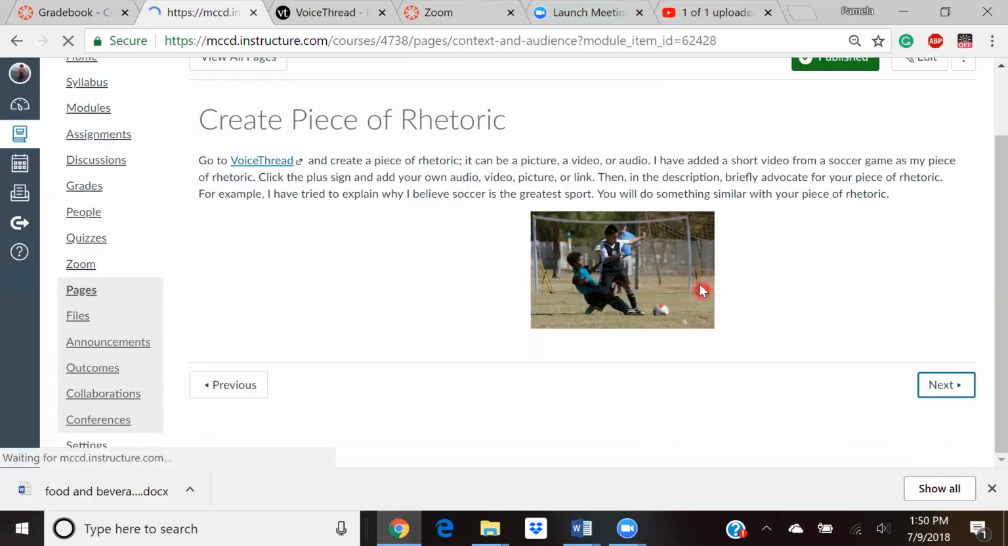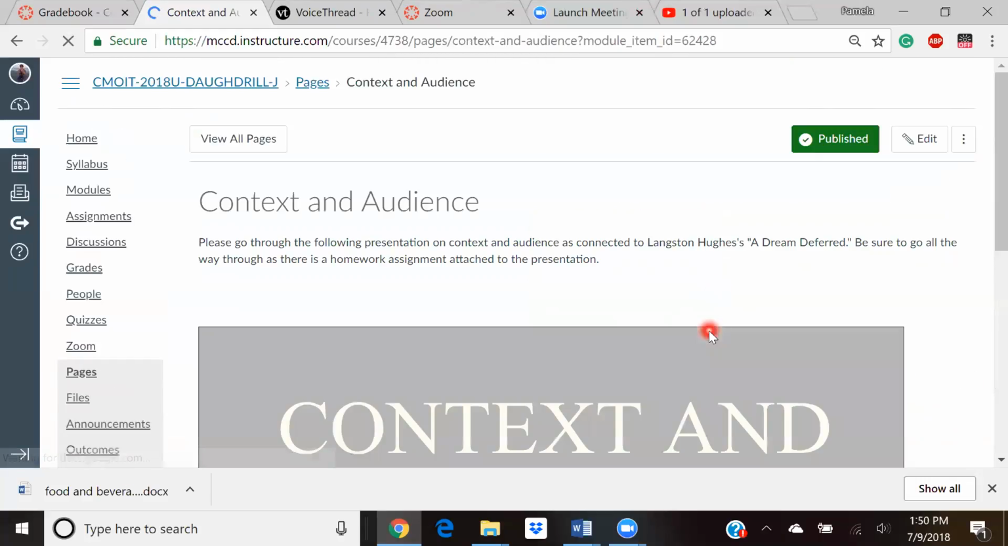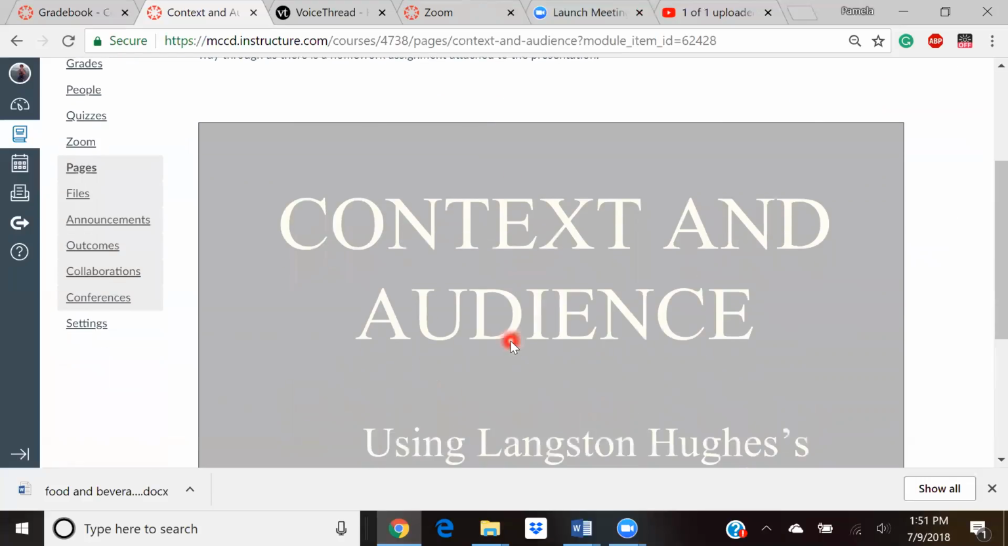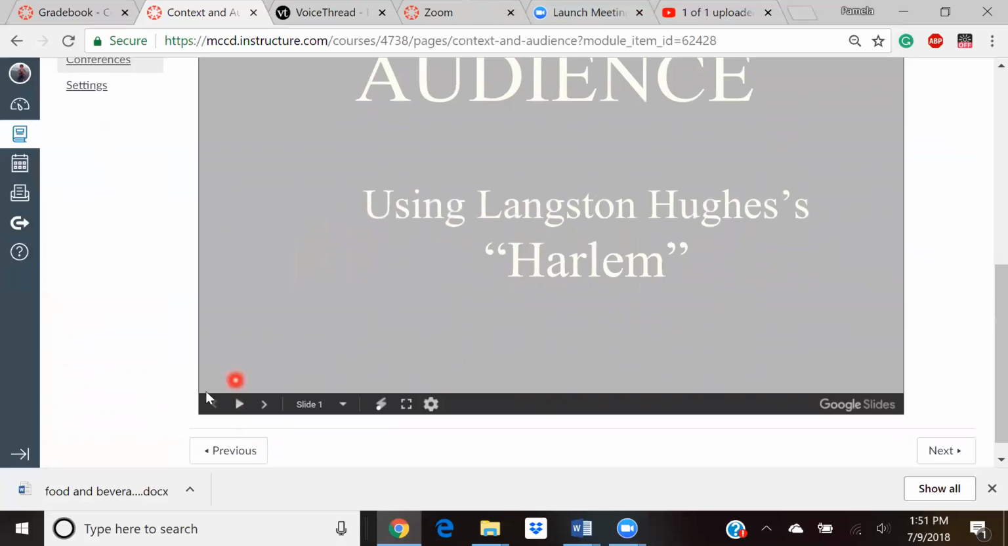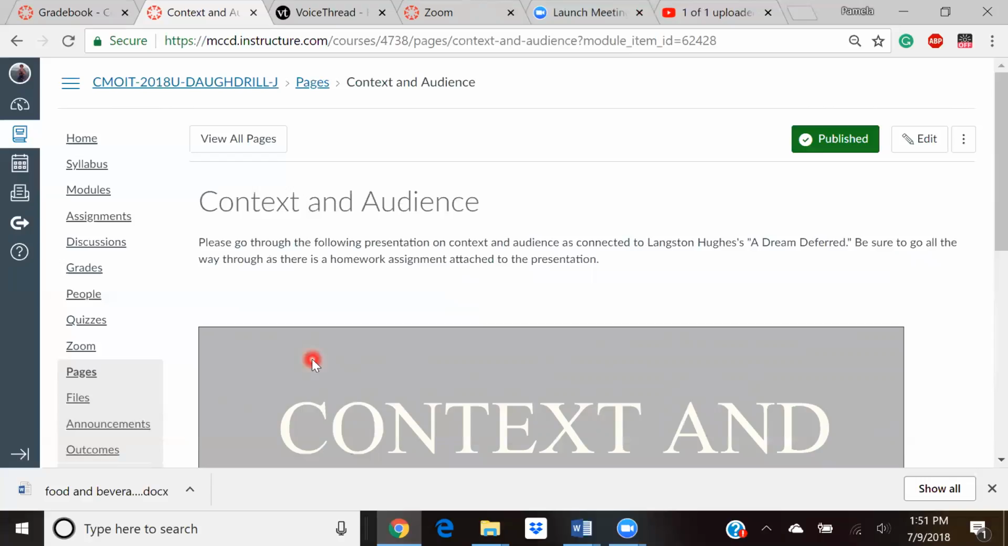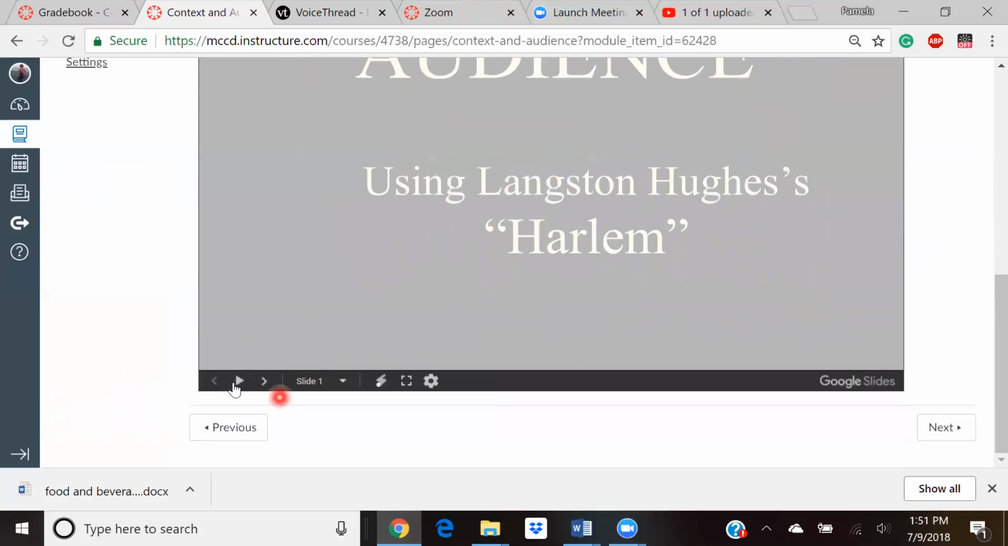I like that you have the non-traditional assignment as well. Context and audience, please go through the following presentation. We go through his homework assignment. See here, you got the why. So what are they doing? They're going through the presentation. Why are they doing it? Because they're going to have homework attached. Pretty self-explanatory, how to. They click the little triangle. I would say using Google Slides like this is pretty intuitive, but if you don't think so, then just tell them to click the triangle at the bottom, but I think it is.